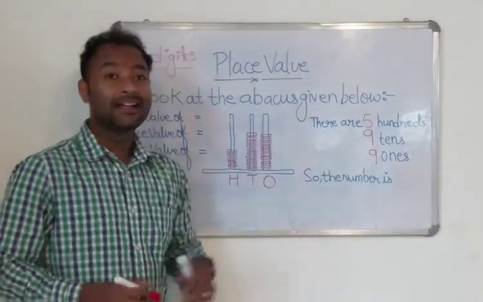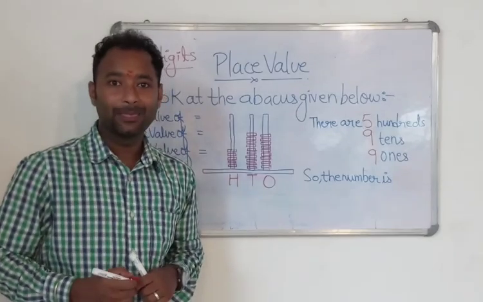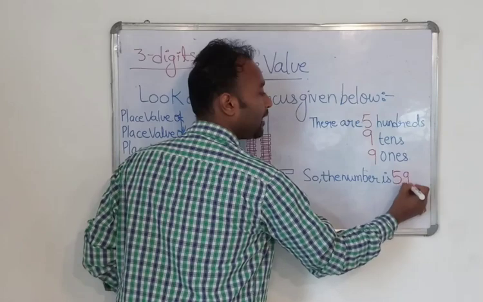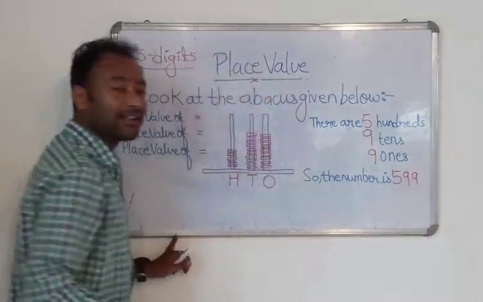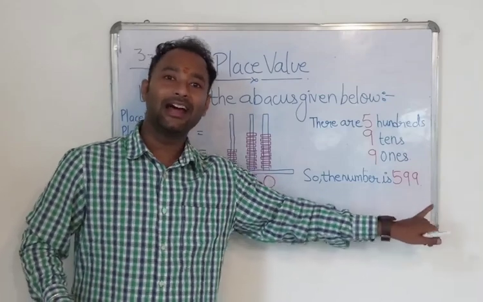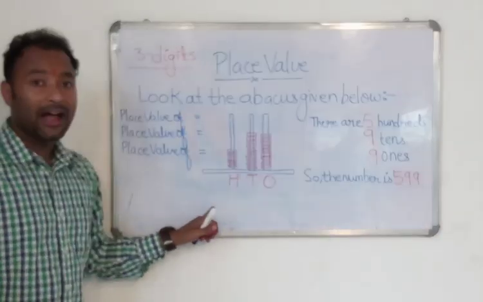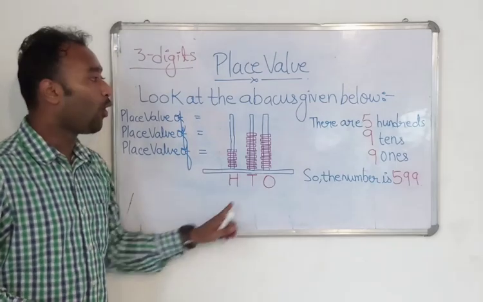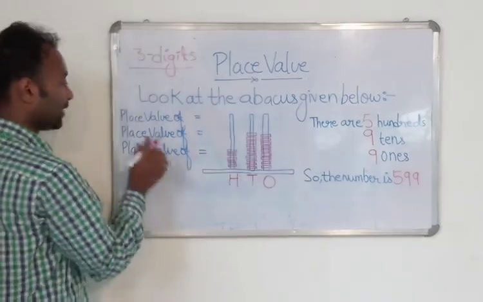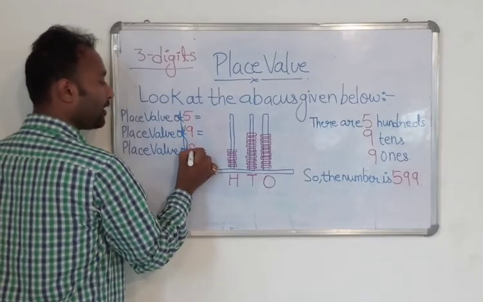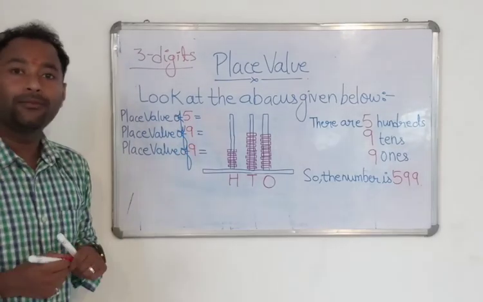So students, can you tell me the number? Yes, so the number is 599. Now I am going to ask you what will be the place value of these numbers. So place value of 5, place value of 9 and place value of 9.